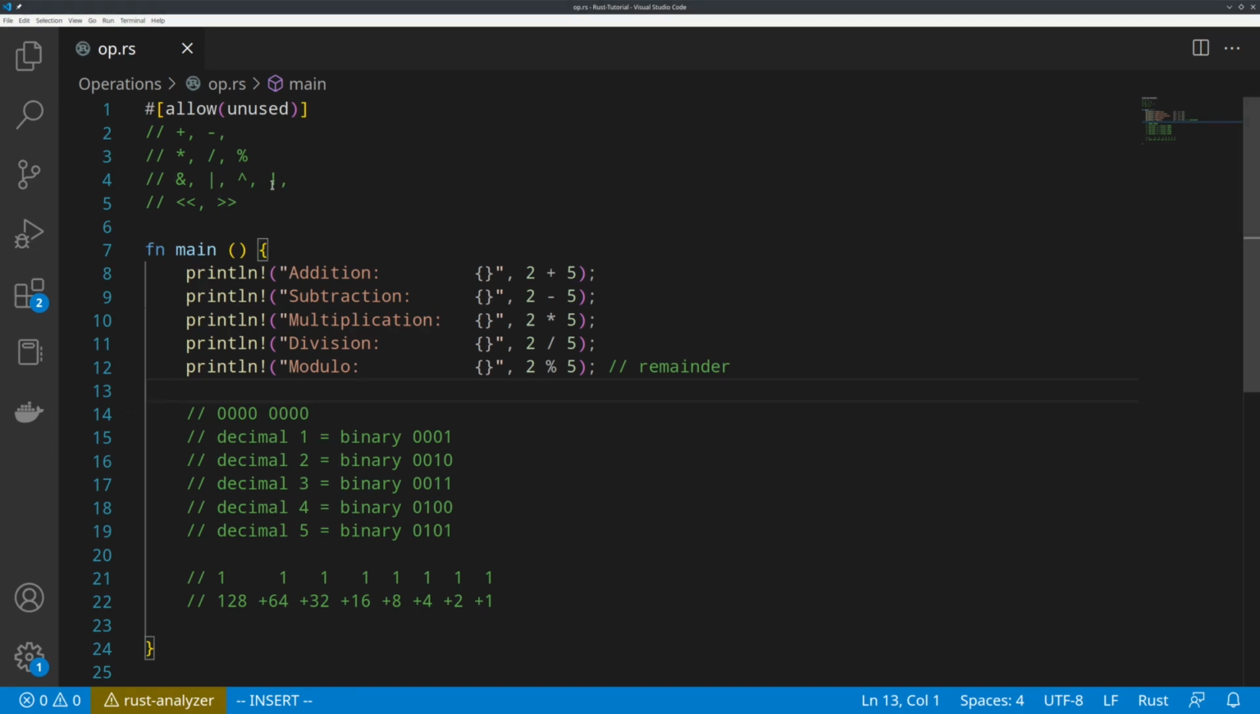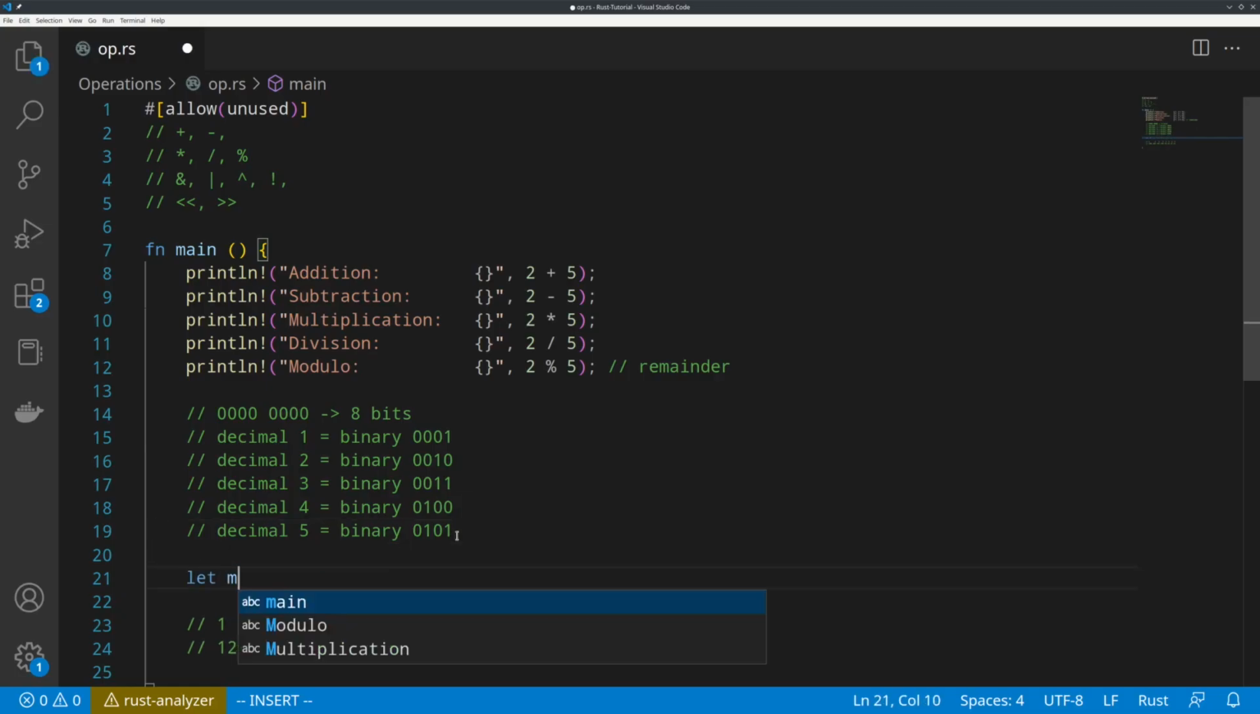So now let's look at bitwise operators. To start, we have AND, OR, XOR, and NOT. In a U8, we have 8 bits of information. So here's how we count in binary. Every time we hop over in one place, the value doubles. So here's 1, here's 2.